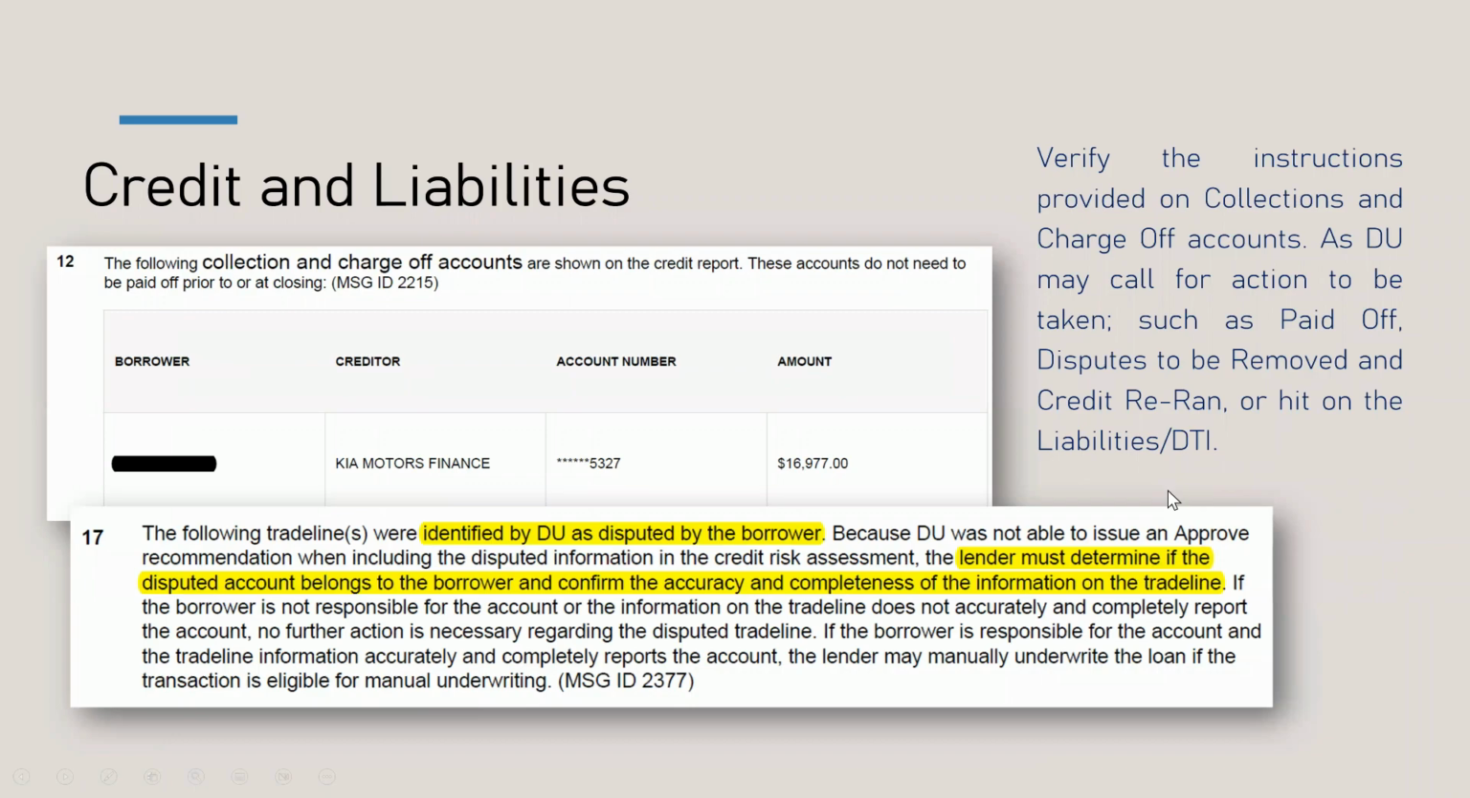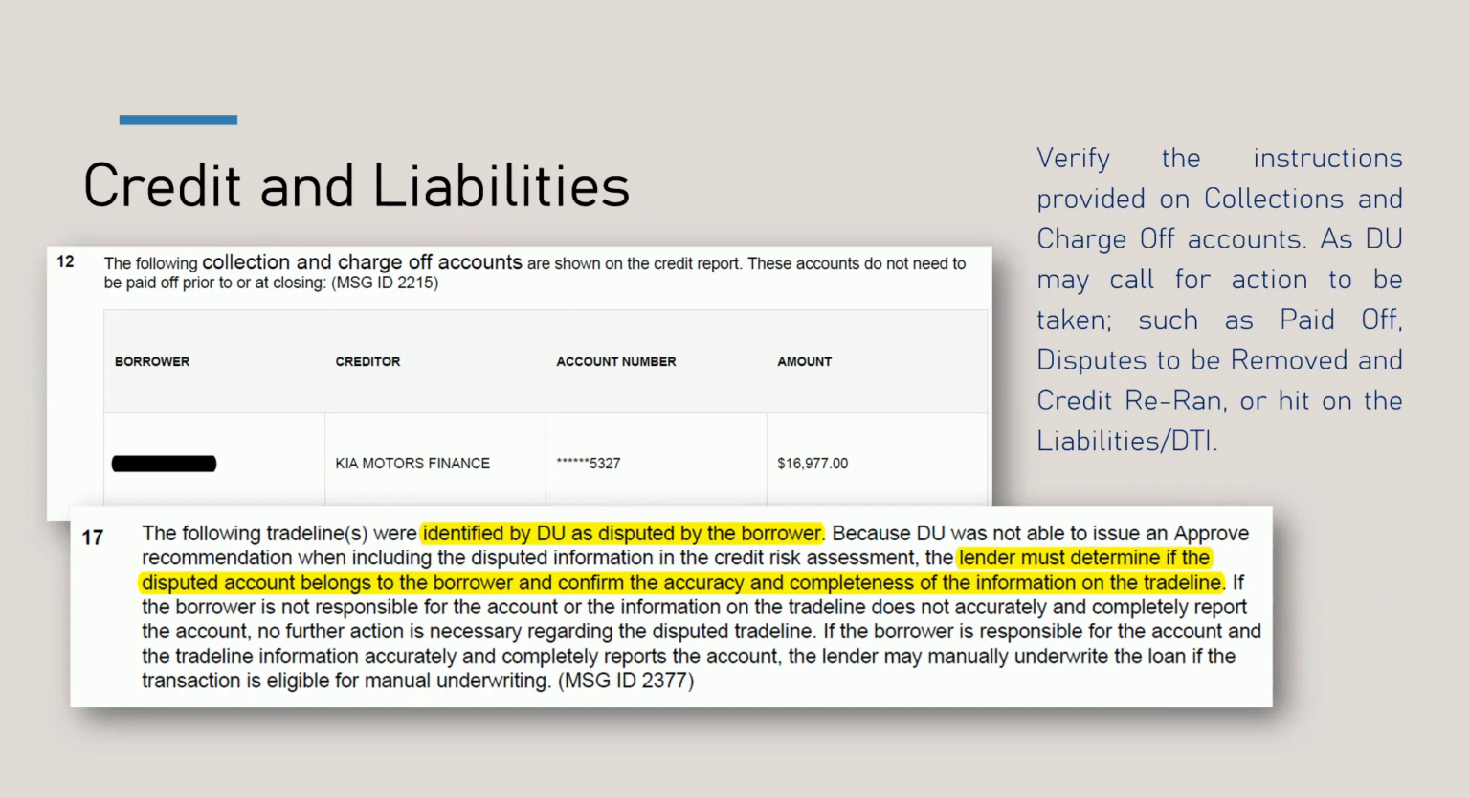When it comes to credits and liabilities, also, please be sure that you guys are taking a look at any disputes. We had a situation where we had a charge off that was in dispute. Keep in mind that when something is in dispute, it is not going against their credit. So because of that, it can give you an inaccurate FICO score.